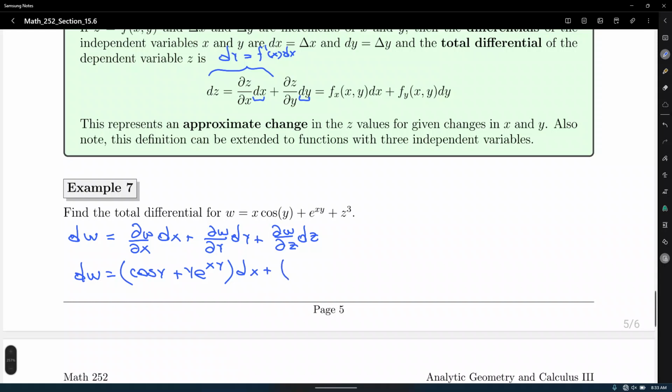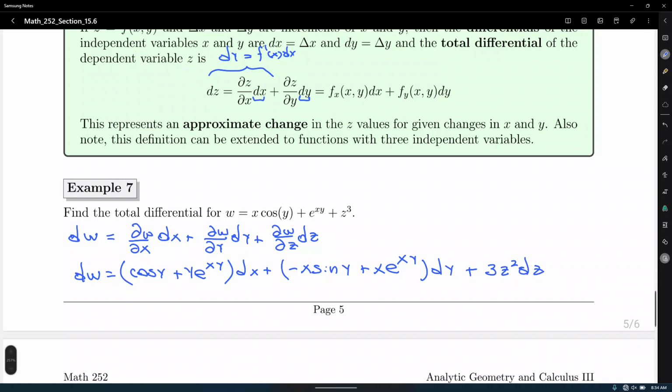negative, okay, the derivative with respect to y, oh careful, the derivative of cosine, which is negative sine, times the coefficient x, plus the derivative of the exponential with respect to y, that's itself, e to the xy, times the derivative with respect to y, which is 1 times x, which is just x. That's dy. And finally, the partial change with respect to z, in this case, is just differentiating z cubed. That is 3z squared dz. So that is our total differential.